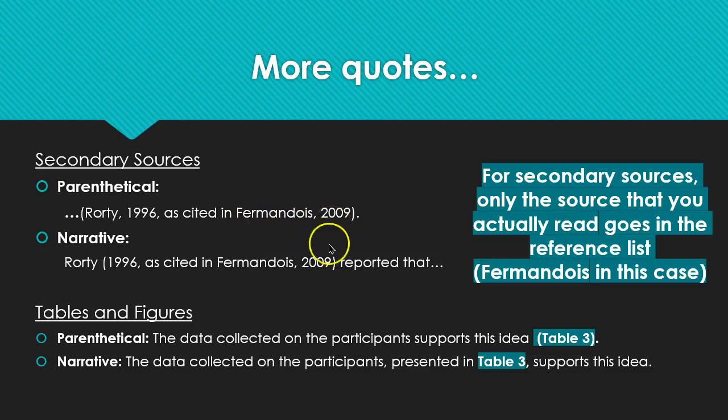Or you can mention the original author's name in the text of the essay. And in parentheses, you would put the year of that publication and then the publication that you actually read, reported that, and the information. Now, in this case, for a secondary source, the only source that I would list in my reference list is the source that I actually read, which is Fermandois.